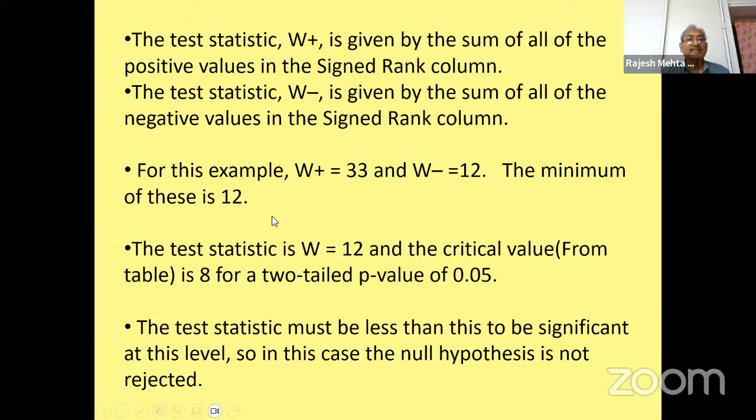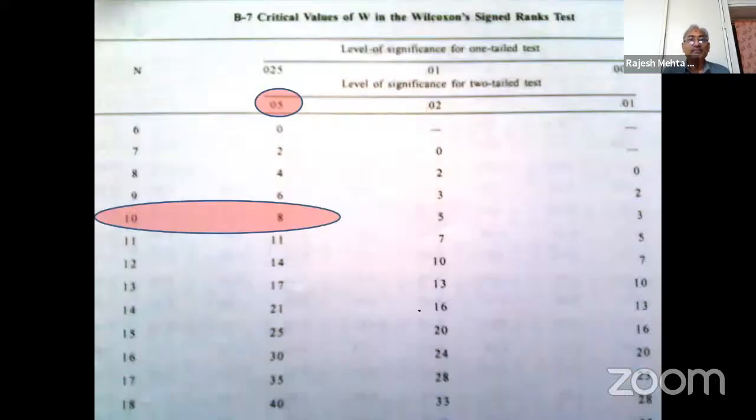The test statistic W is equal to 12 and the critical value from the table is 8 for a two-tailed p-value of 0.05. I repeat this. See, it is very important to look at the table value. The critical value says 8, right? And the two-tailed p-value is 0.05. Now, let us look at the table carefully.